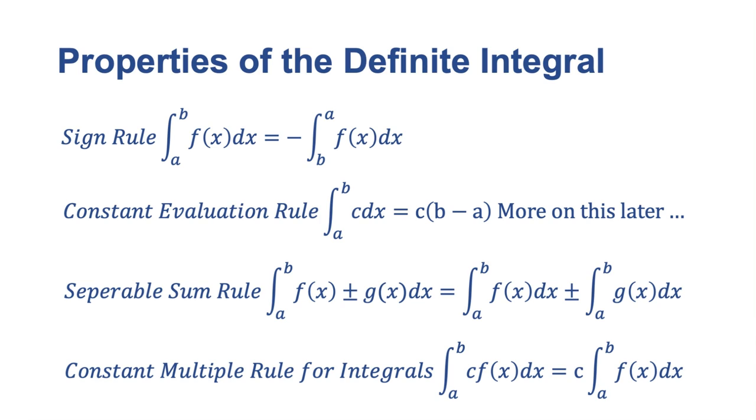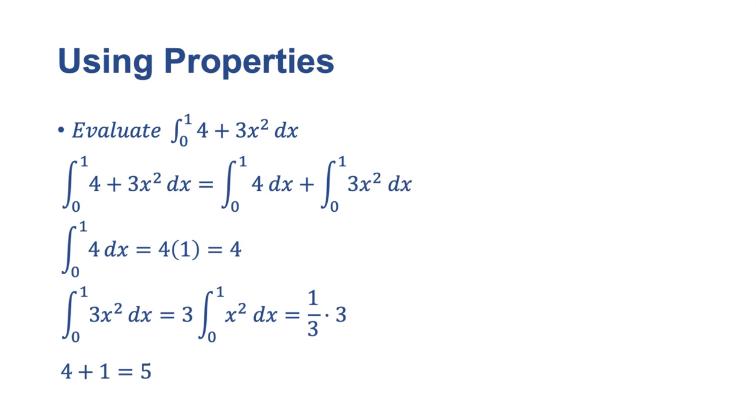Now that we know these properties, and you might notice we don't have as many properties as we did with differentiation, now we're going to talk about using these properties. So we are going to try to evaluate this one. I've got the answer down here, but why don't we follow along with what I'm doing? So you have the integral from 0 to 1 of 4 plus 3x squared dx.